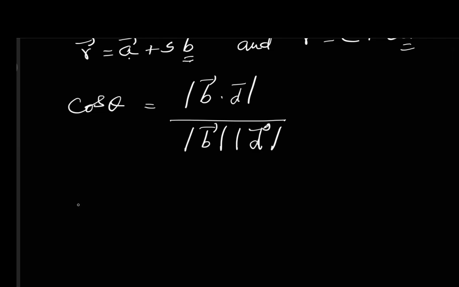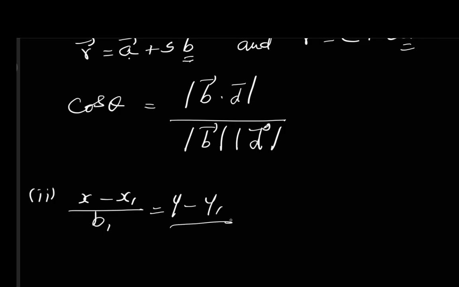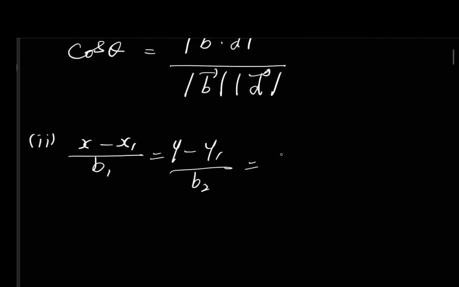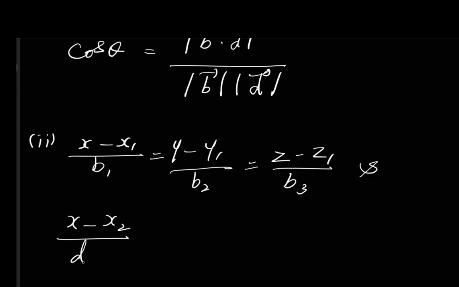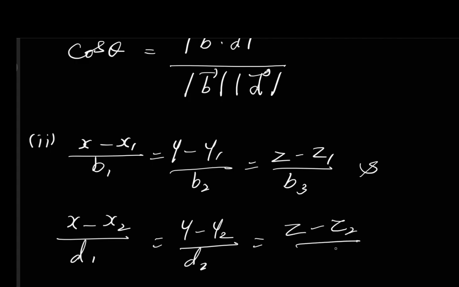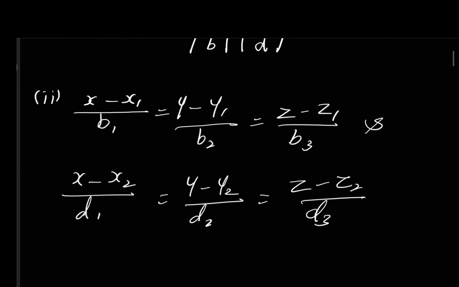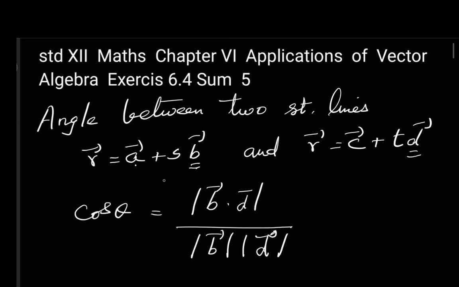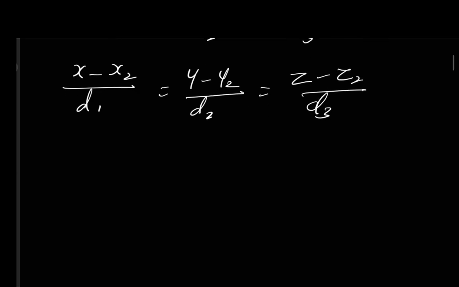Suppose the lines are given in Cartesian form: (x minus x1) by b1 equals (y minus y1) by b2 equals (z minus z1) by b3, and the second line is (x minus x2) by d1 equals (y minus y2) by d2 equals (z minus z2) by d3. This is the Cartesian form of the line equation, and the earlier one is the vector form.